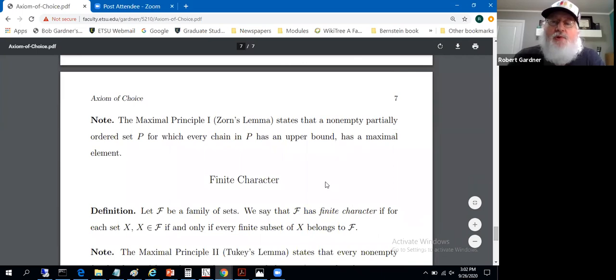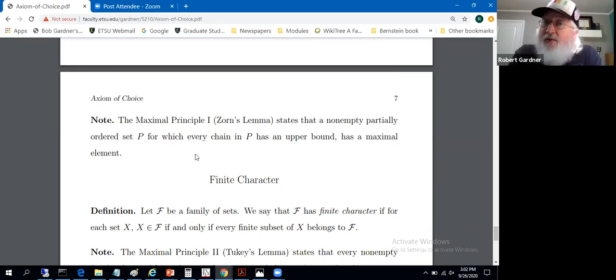Maximal Principle 1, Zorn's lemma, states that a non-empty partially ordered set P for which every chain in P has an upper bound has a maximal element. You use Zorn's lemma to prove vector spaces have bases. You do so by using an idea of sets of vectors that are linearly independent. So you take sets of vectors that are linearly independent and you order them by subset inclusion. That sets up a situation where you can apply Zorn's lemma.